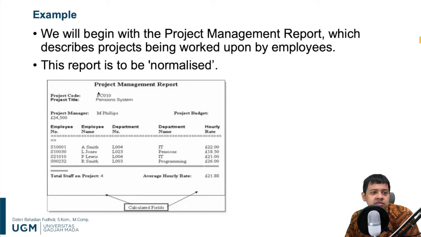Let's see here, we have the project management report, with the project code, project title, project manager, project budget, employee number, name, department number, department name, hourly rate, and then the total staff and the average hourly rate. Because these are calculated fields, we don't really need to store them in the database. We can just aggregate using SQL syntax.